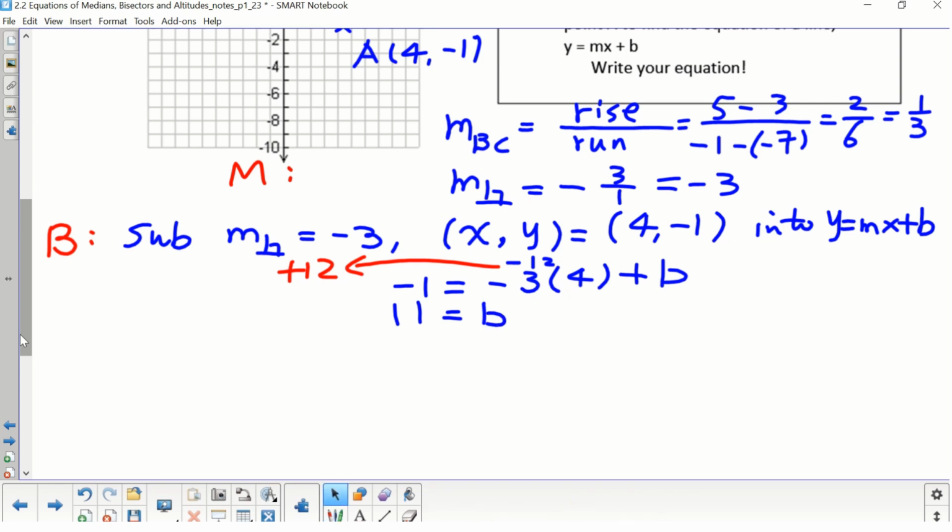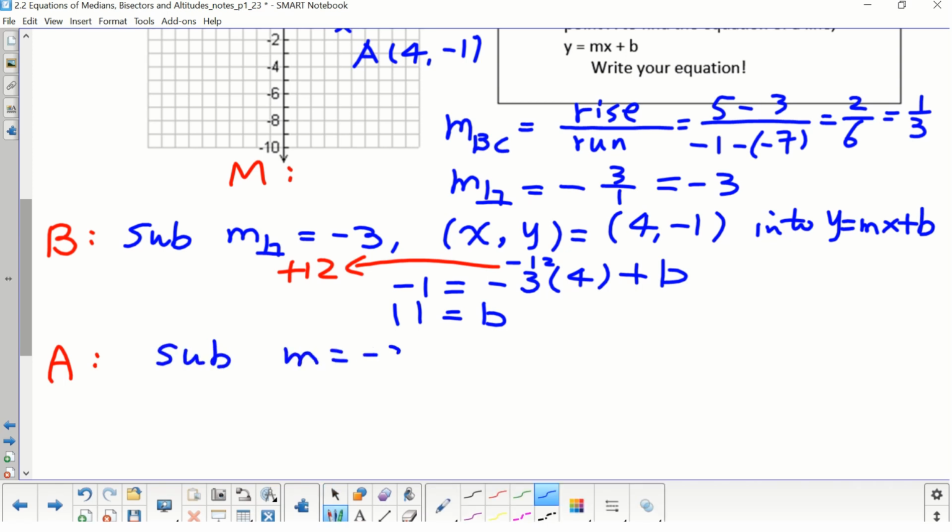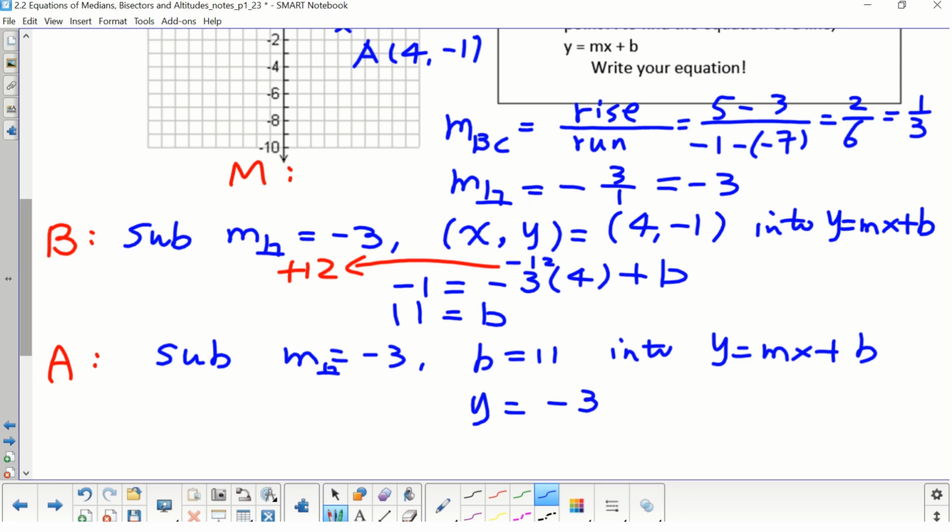Then the last but not least is the statement. So sub. Slope is -3. B is 11 into y equals mx plus b. Then we have y equals -3x plus 11. Okay? That is all for today's lesson.